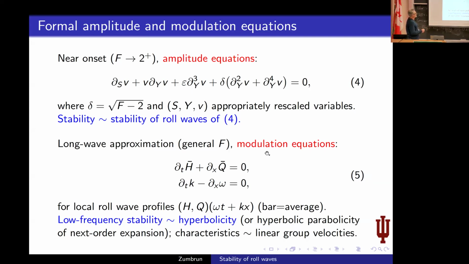Now, a long wave approximation. So these are Whitham type equations. What do they look like here? Without going through the derivation, it turns out you get a hyperbolic system in 2 variables. H bar is the average over 1 period of the height. Q bar is the average over 1 period of the flux. So here are the waves. It's H, Q of omega t plus kx. It's periodic, so this is a periodic profile, capital H, capital Q, and it depends on t and x in this way. The time frequency is omega, and k is the wave number.